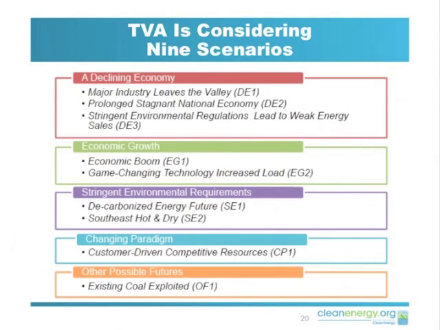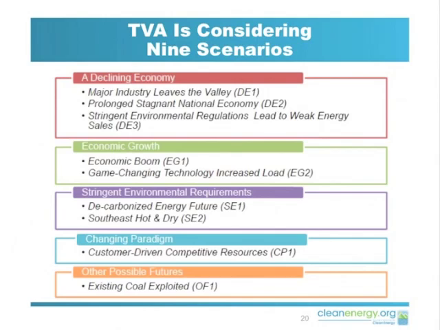So TVA is looking at 9 scenarios in the IRP planning process. The scenario is sort of a guess, I guess, at what the future is going to look like. Each of these 9 scenarios represents a possible future world that TVA has to be ready for. And they're in 5 major groups representing a declining economy, a growing economy, stringent environmental requirements, a changing paradigm.